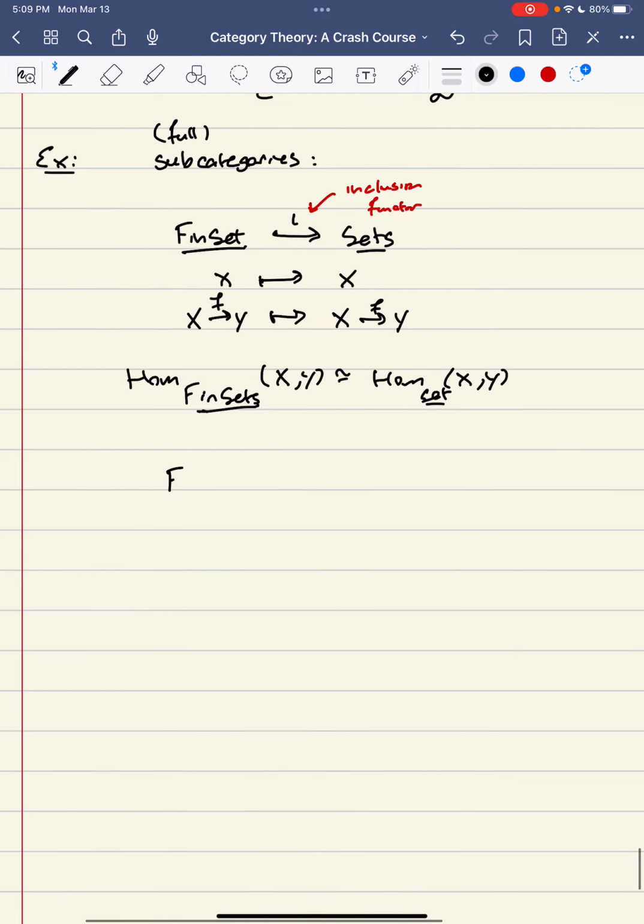You also have the category of finite dimensional vector spaces over a given field.